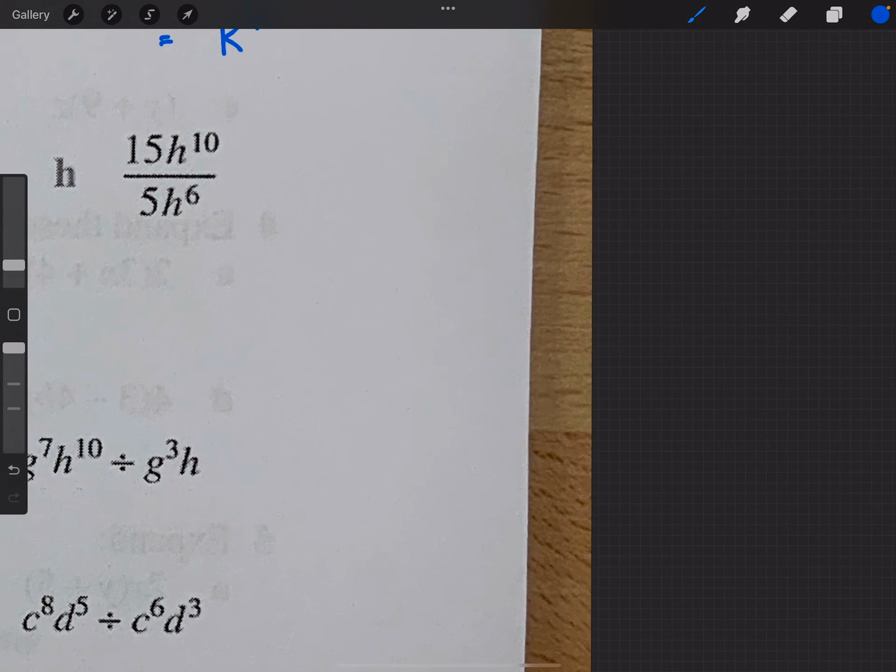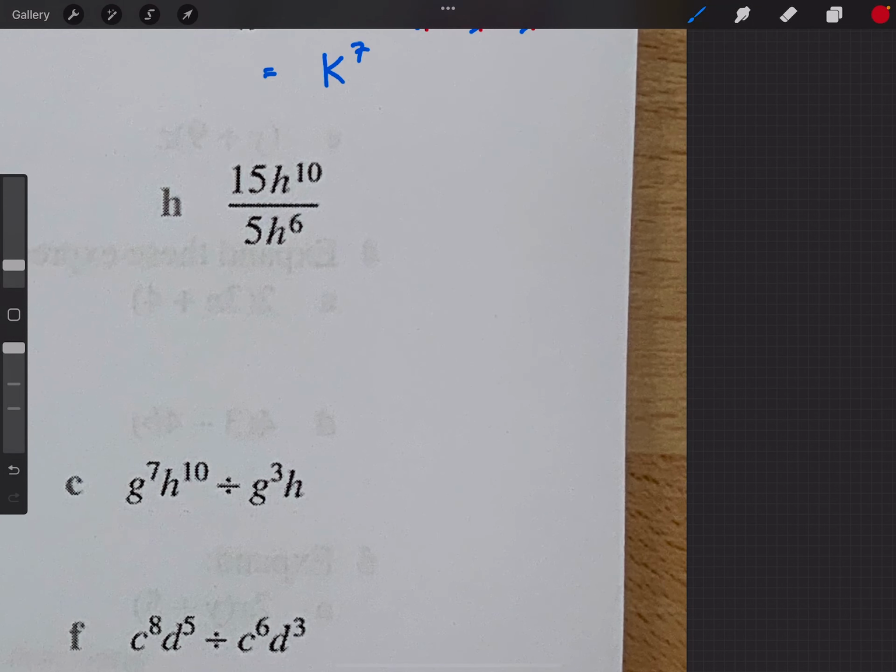Alright, question H. The first one we do is 15 and 5. We can simplify this. So this one will be 1, this will be 3. And now we do h to the 10 divided by h to the 6. So this will be 3, and the h on the bottom disappears. And 10 take away 6 will be 4. So that'll be 3h to the 4. And the bottom one, everything's crossed out, so it's gone.